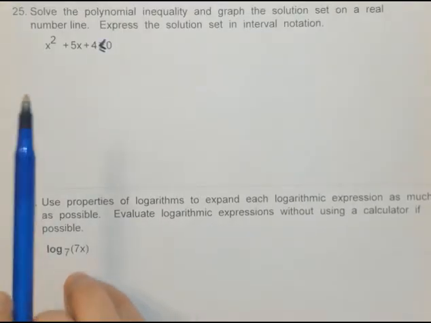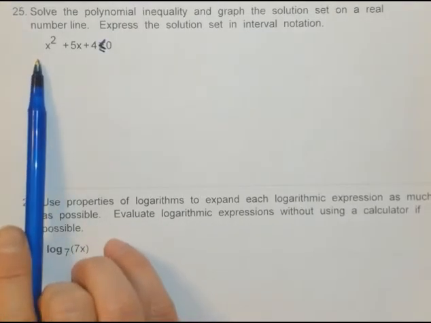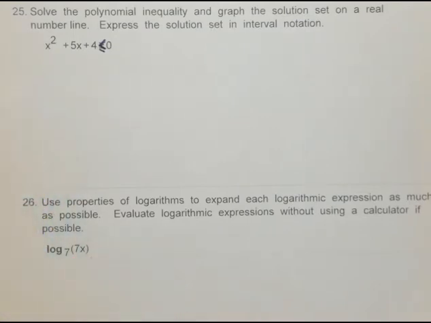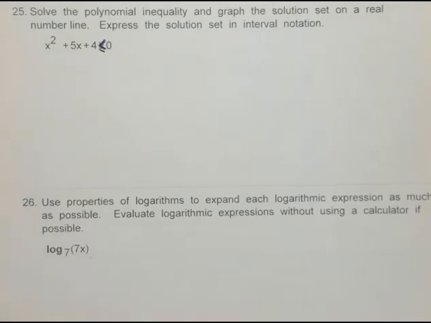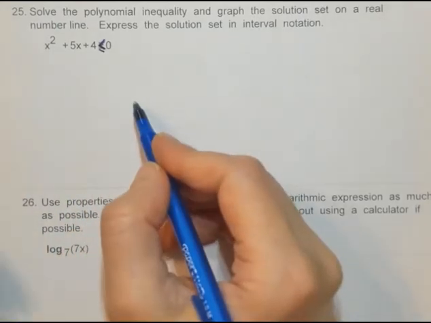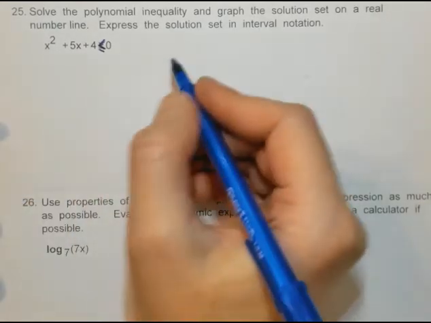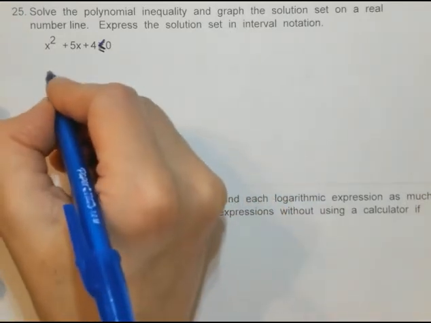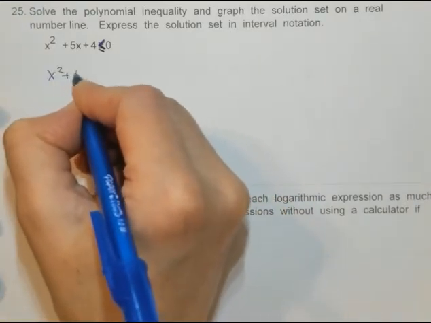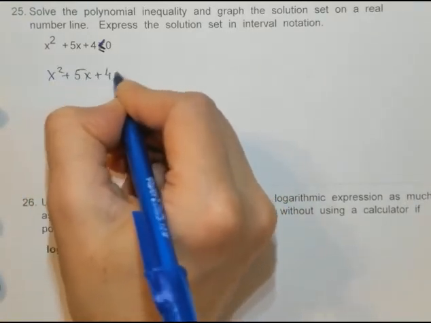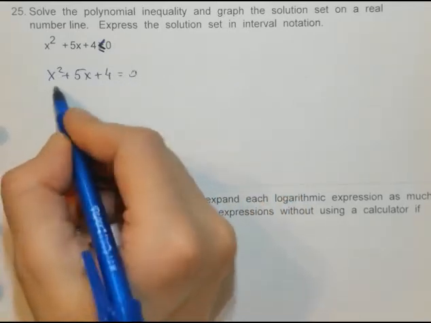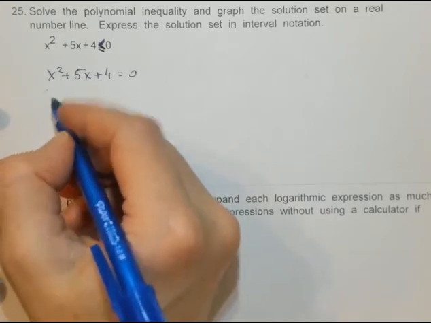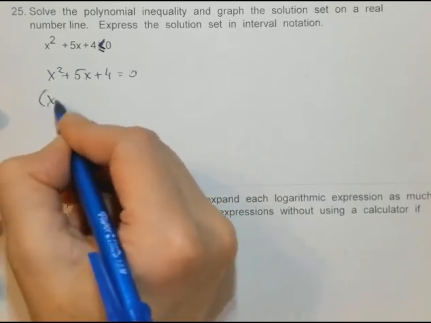Let us solve another polynomial inequality. Again, we have a quadratic function. Its graph is a parabola open upward. You can use it, but first, let us find the boundary points. Let us solve the equation x squared plus 5x plus 4 equals 0. We can factor it again by trial and error.